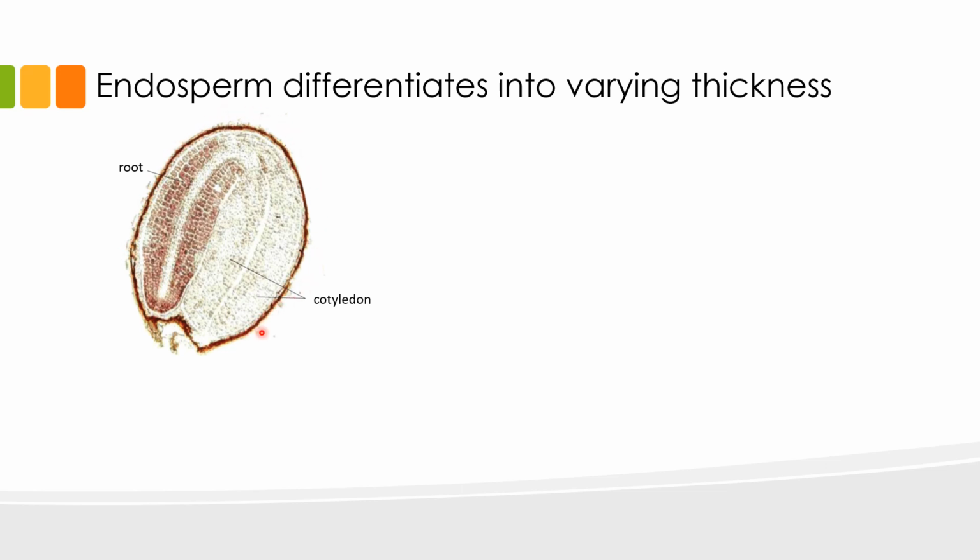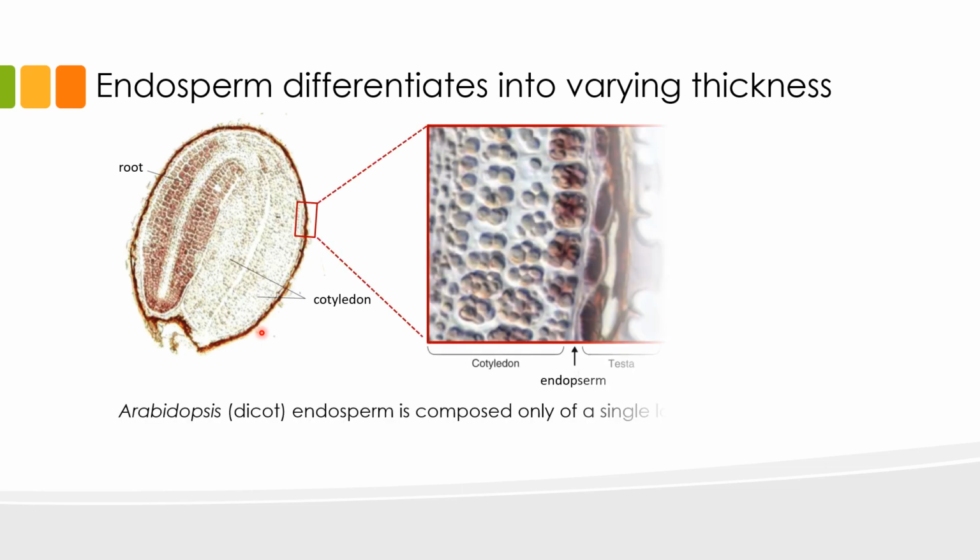Now, if we zoom in on a part of the seed coat, we will see that sandwiched between the seed coat and cotyledon is the endosperm, which is composed only of a single layer of cells. So here is our seed coat, or testa, and here is our cotyledon. In the middle of these two structures is the single layer of cells that make up the endosperm.